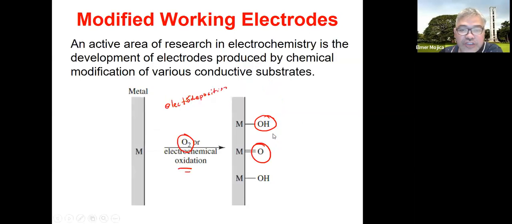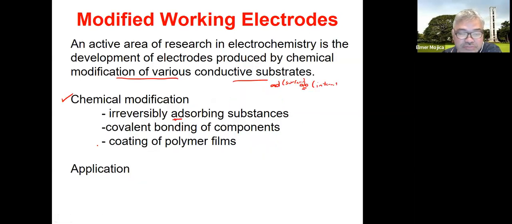Okay. Now you can also do covalent bonding of the components. So here you can have what? SAM. You're familiar with SAM?